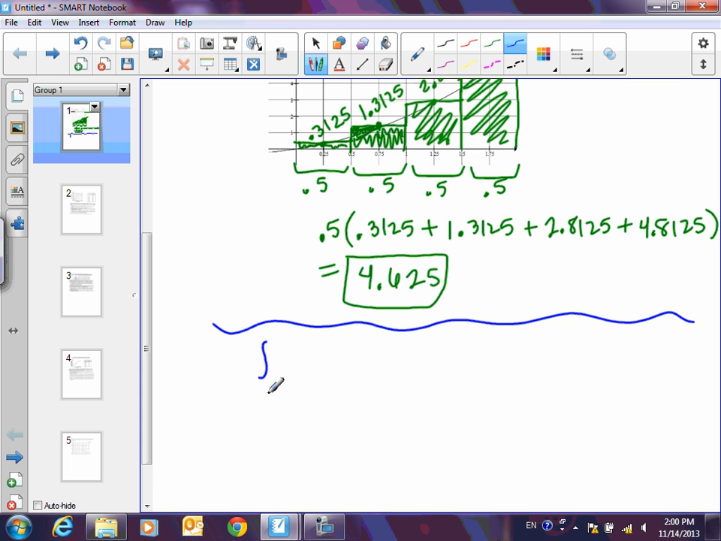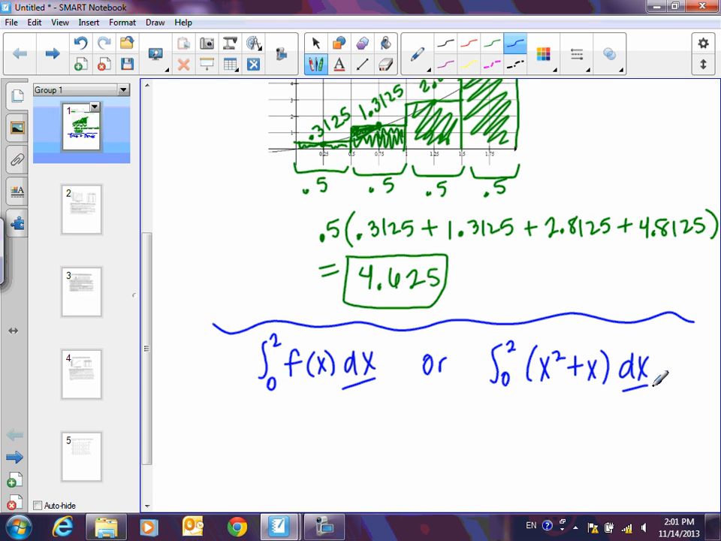Okay, for integrating or the antiderivative, we're going to use this symbol, and we're going to say from 0 to 2. That was the interval of the x's, the lower and upper bound of my x's. What you could see after this is f of x dx, or the actual function written in like this. I do want you to notice that dx is in this, and that's because this thing is the derivative. X squared plus x is the derivative.